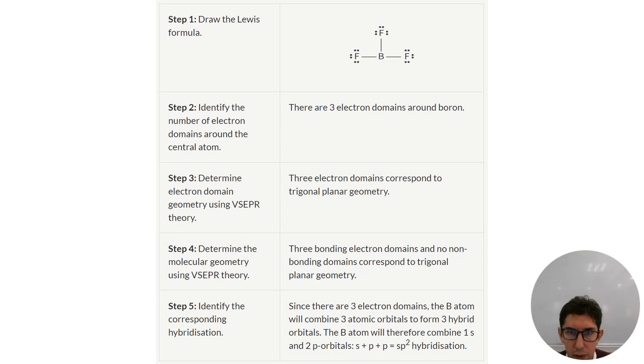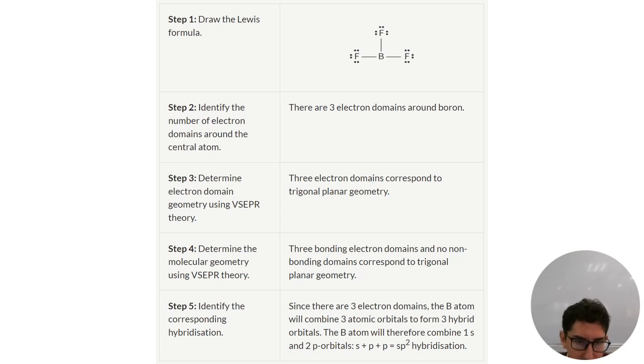So Lewis formula for boron trifluoride, you see there's 3 electron domains. These are the steps that you have to follow. Once you've worked out the Lewis structure, you work out the electron domains, then you determine its shape. 3 electron domains, 3 bonding pairs, no lone pairs. Well, actually, it doesn't care about that. You've got 3 electron domains, so it's trigonal planar.